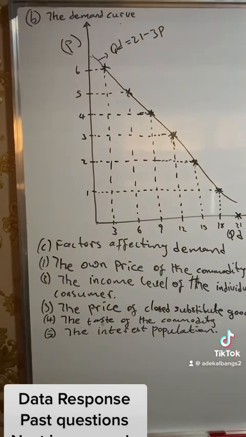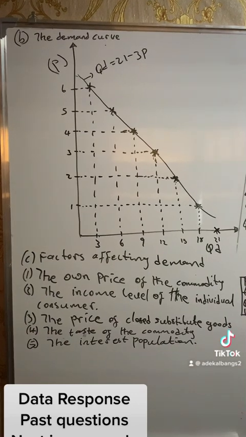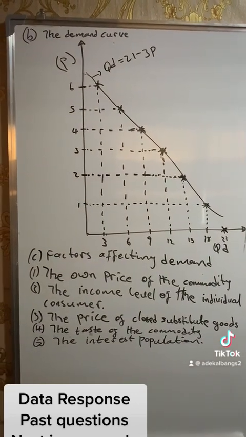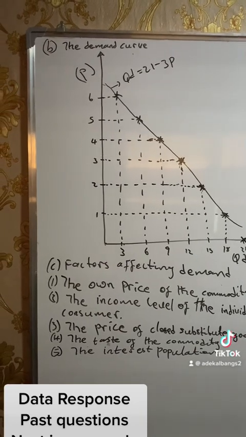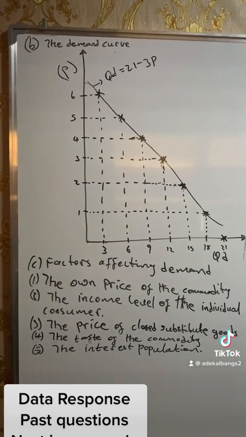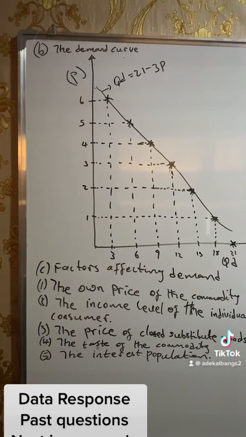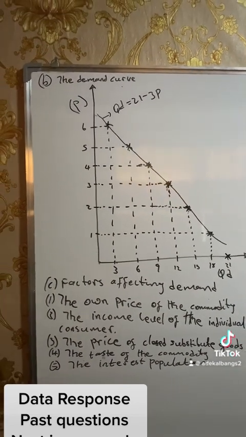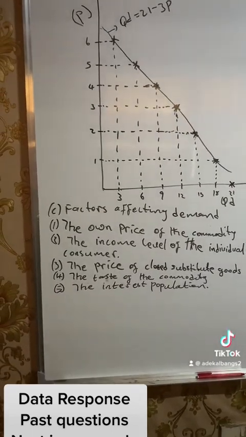If the price of the commodity goes up, ceteris paribus, then there is a likelihood that people may drop that commodity for another commodity, or they may drop the consumption of that commodity because its own price has gone up. Even if you go back to the schedule, you realize that the higher the price, the lower the demand. So the own price of the commodity is one factor that will affect demand.